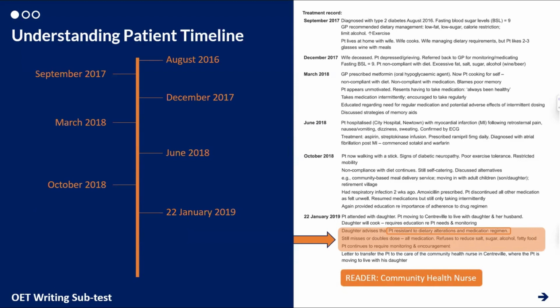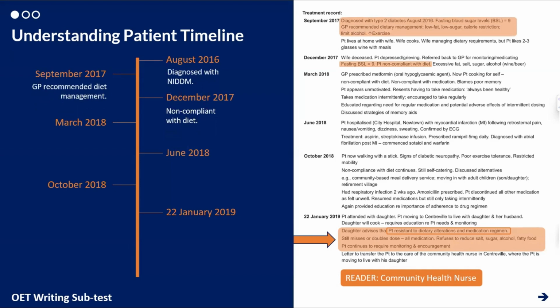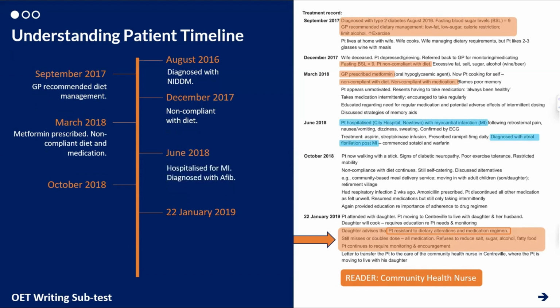When we look at this timeline, we can see that this is all about diabetes from 2017, where his wife was managing his diet, to non-compliance to diet since his wife died. By March of 2018, he continued his non-compliance and metformin was then prescribed. 3 months later, he was hospitalized for a heart attack and was also diagnosed with atrial fib. His non-compliance continued. He is now showing signs of diabetic neuropathy.